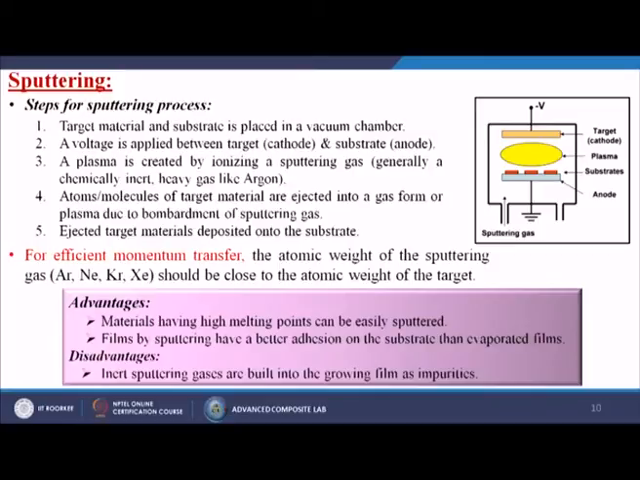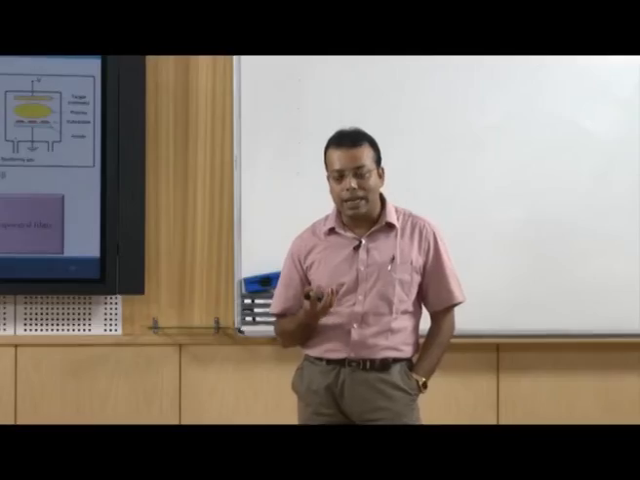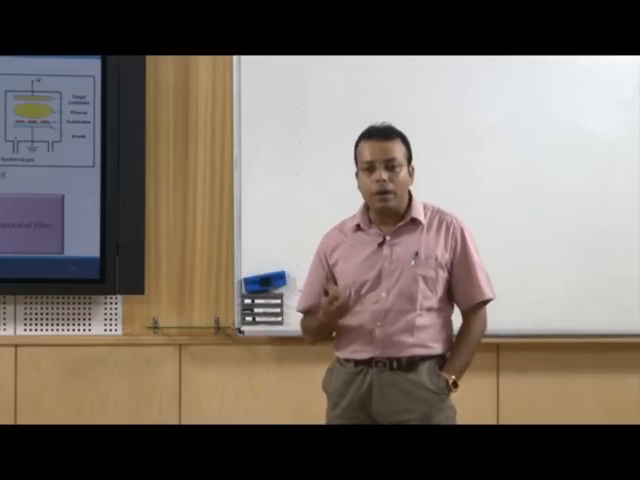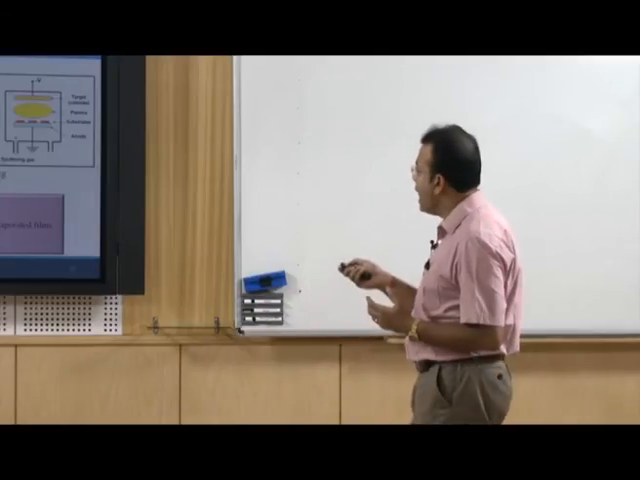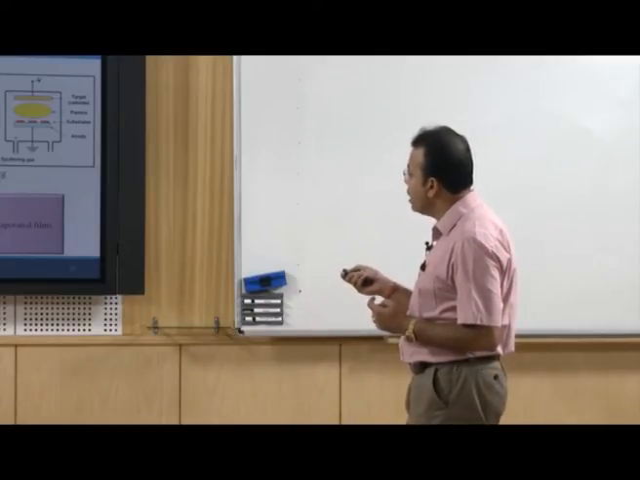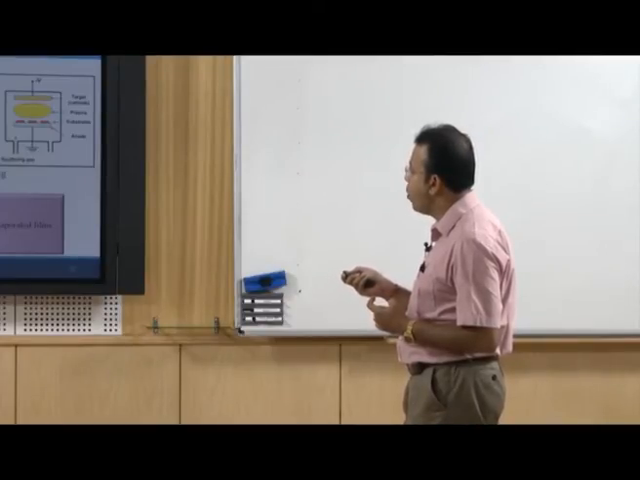Then you are using a certain kind of plasma over there, and a voltage is applied between the target and the substrate. So there should be some kind of potential difference between the cathode and the anode. A plasma is created by ionizing a sputtering gas, generally a chemically inert heavy gas like argon. So here we are using the inert gas argon, and we are making this gas into the plasma form. Then that plasma is depositing onto your substrate. So atoms or molecules of the target material are ejected into a gas form or plasma due to the bombardment of the sputtering gas.